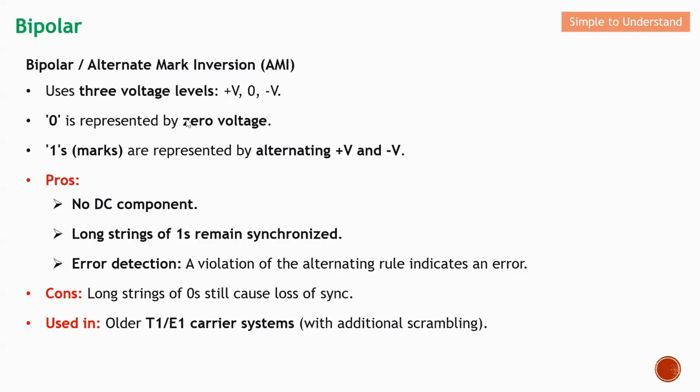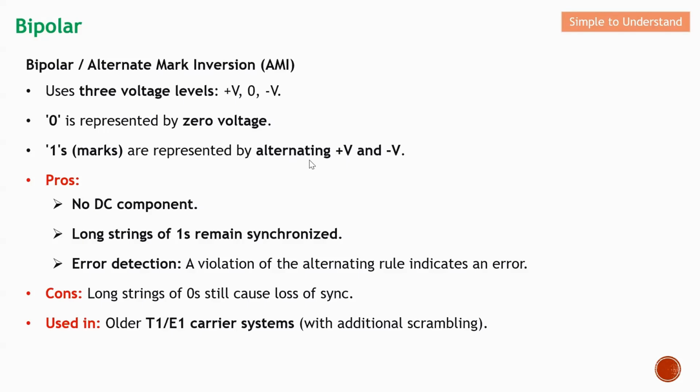Let me come to the last line coding, which is bipolar. One example of bipolar is AMI, alternate mark inversion. This is quite similar to pseudoternary, but I will explain later on. For bipolar, they use three voltage levels: plus volt, zero, and minus volt. Early on, the majority were using two levels, but for bipolar, they are using three levels. Zero will be represented by zero voltage.